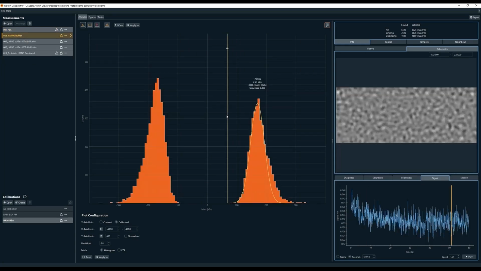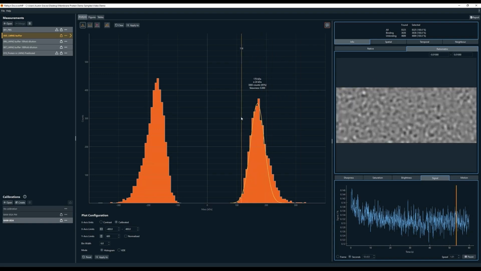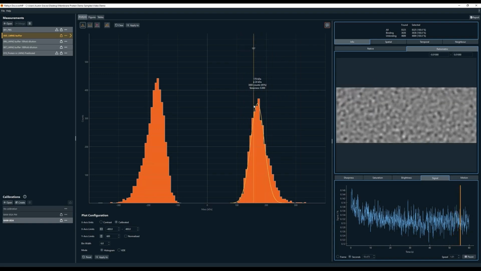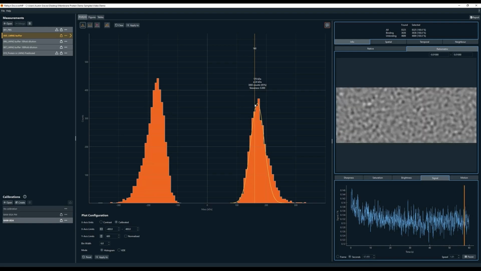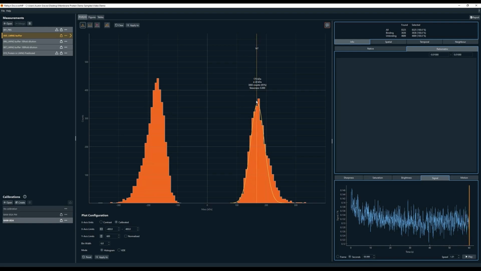However, high concentrations of detergent, in this case LMNG, produce a substantial background signal. You can see this reflected in the messy signal in the movie, as well as the large mirror peaks in the histogram. In this case, we're seeing a peak of about 170 kilodaltons, so you can imagine if we're working with a protein that's smaller than this, we would not be able to distinguish it from the background noise.